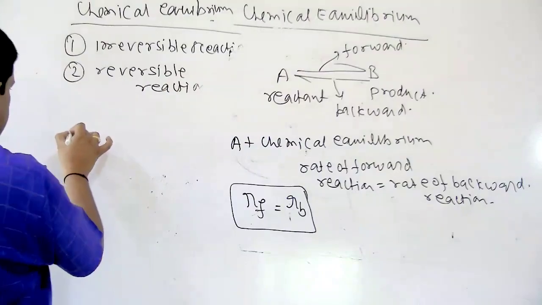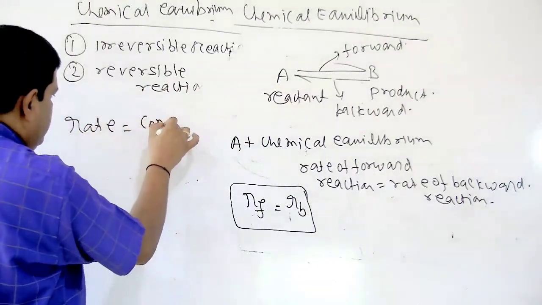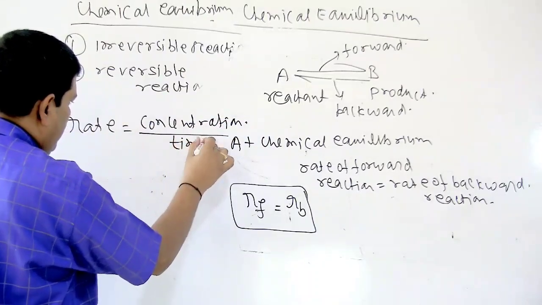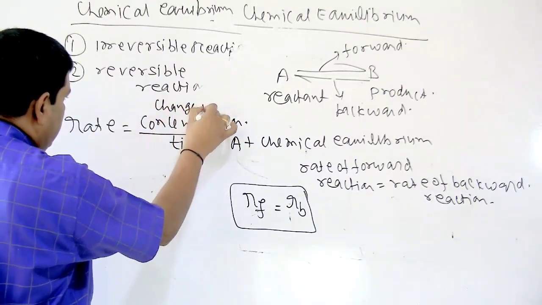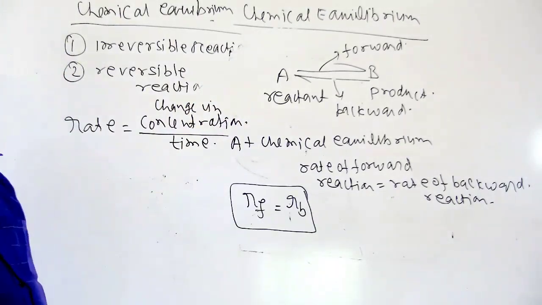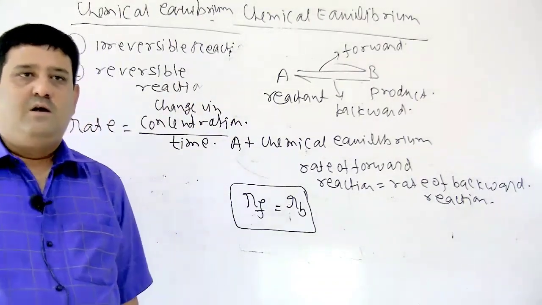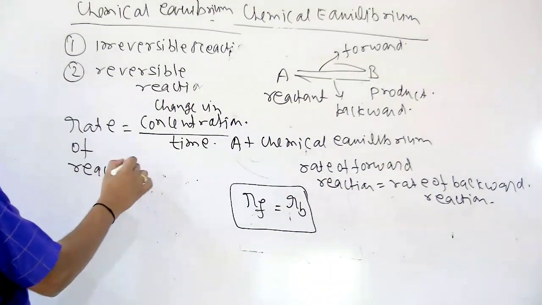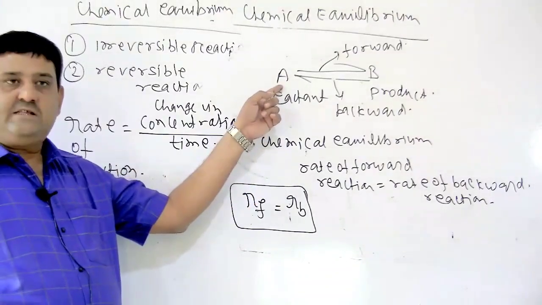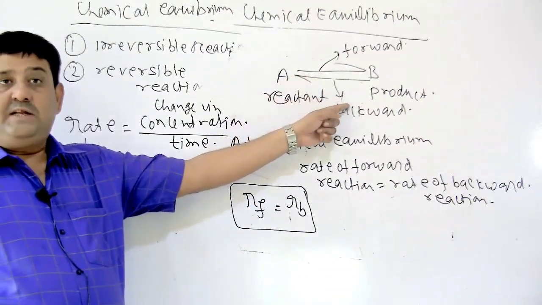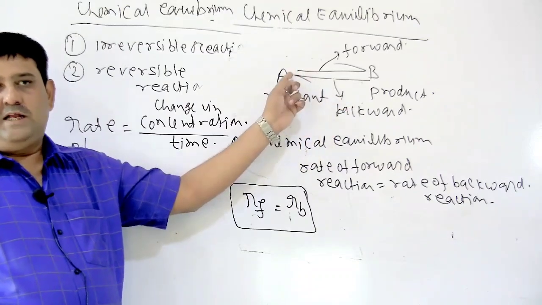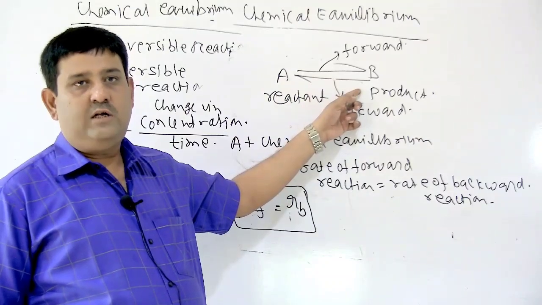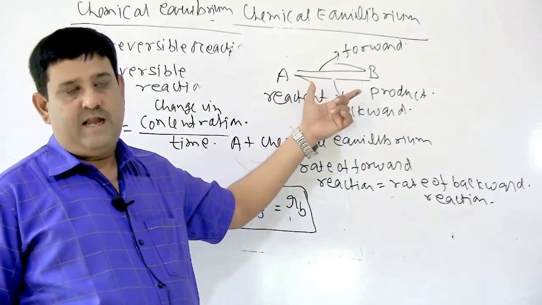Rate is basically change in concentration upon time. That will be the rate of reaction. The reactant's concentration will decrease with time and the product's concentration will increase with time. The decrease in concentration of reactant or increase in concentration of product with time will give you the rate of the reaction.